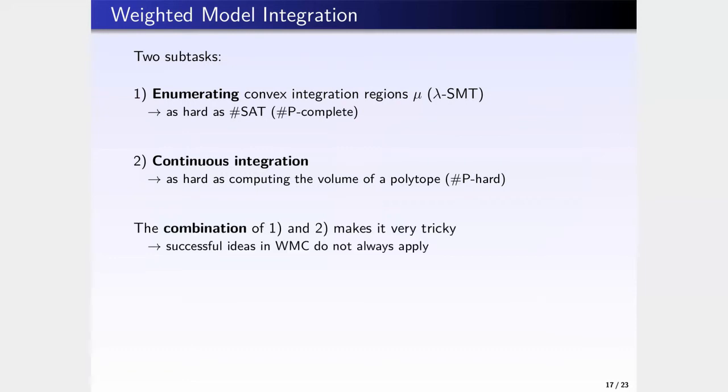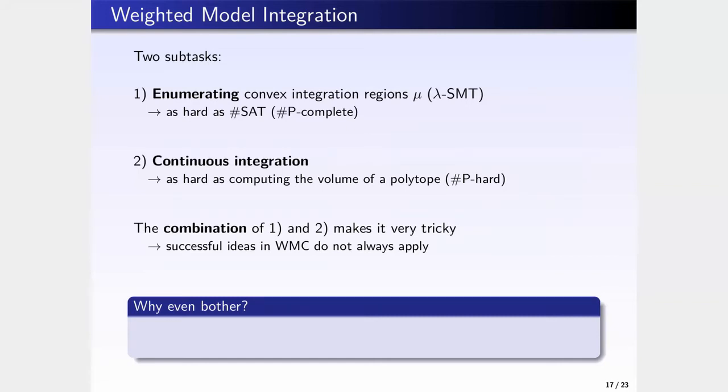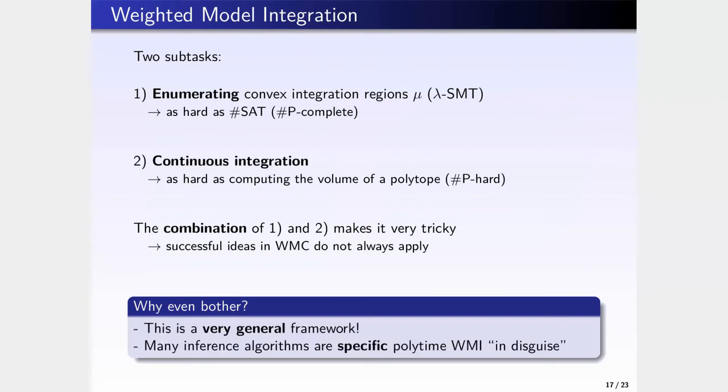The combination of the two is even trickier, because some of the successful ideas in weighted model counting do not apply here. And intuitively, the reason is that computing the unnormalized probability mass is not something that you can do efficiently anymore, because indeed you need to integrate some density function. So you may ask now, why do I even bother? Why spend my whole PhD doing this? Well, this is a very general framework, and many inference algorithms that you're using are indeed specific subcases, polytime weighted model integration in disguise, and trying to figure out what works best in the general case can definitely give some insights also into some subclasses of the problem.